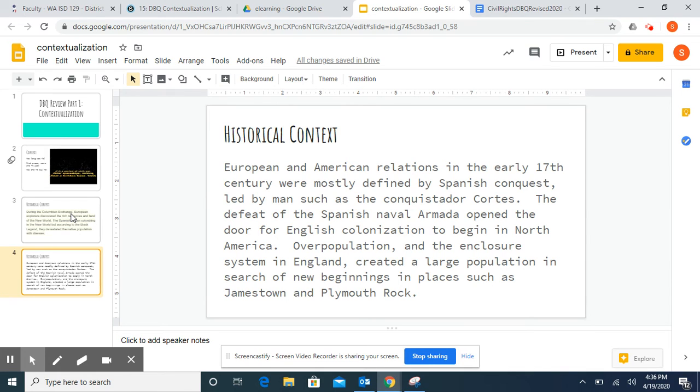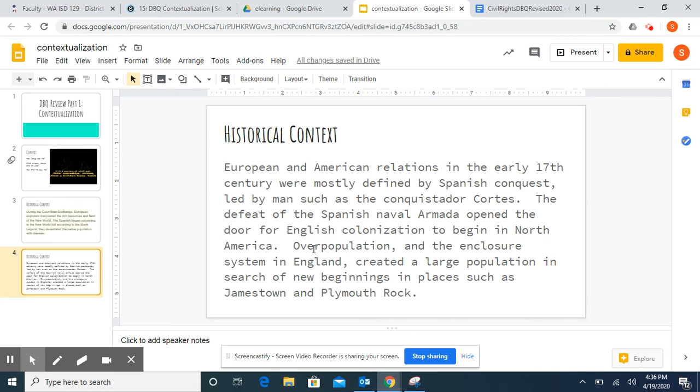But notice how you can also go a little further, right? European and American relations in the early 17th century. Ooh, there's a year. Were mostly defined by Spanish conquests, led by men such as Conquistador Cortez. So now we got proper nouns and terms, we got dates. The defeat of the Spanish naval armada opened the door for the English colonization to begin in North America. Overpopulation and the enclosure system in England create a large population in search of new beginnings in places such as Jamestown and Plymouth Rock. Three sentences. It's established my context, it's established my topic and time frame, and now my reader's ready to get into what I have to say about the topic.